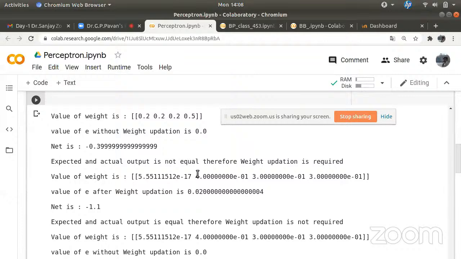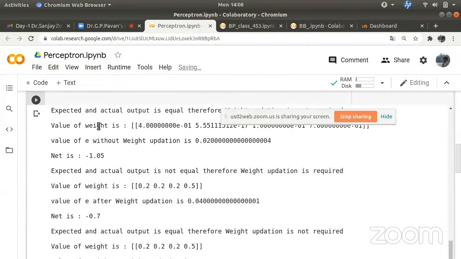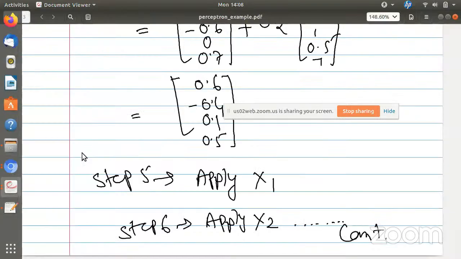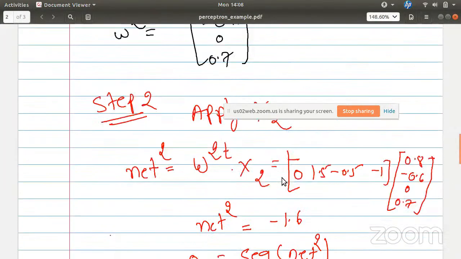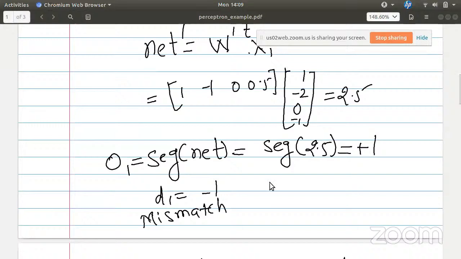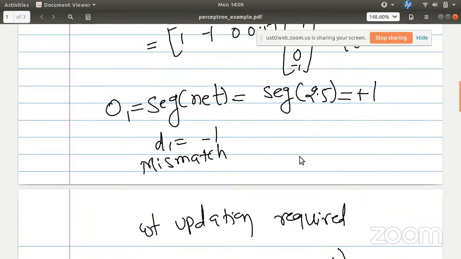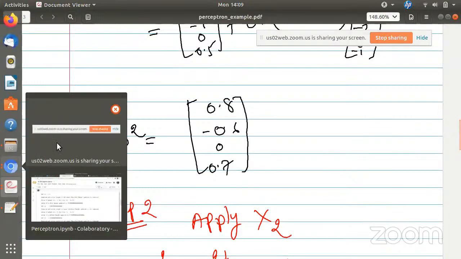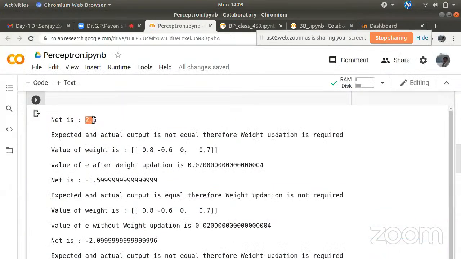If I run this code, what happens? In the initial step, just observe what is happening. In step 1, you got the net value 2.5. There is a mismatch, so weight updation is required, and you got these weights. So 2.5 is the net value, and after that the updated weight vector is 0.8, 0.6, 0, 0.7.